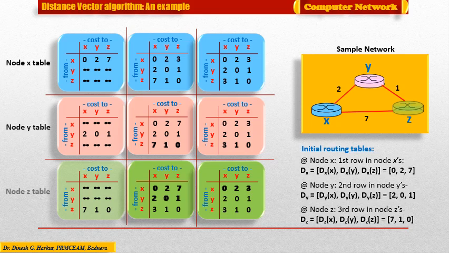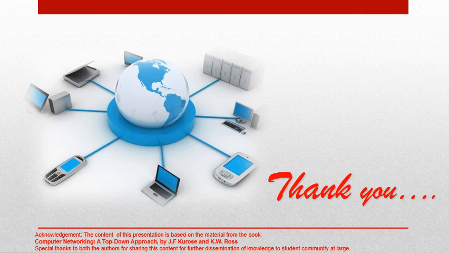The algorithm remains in this wait state until there is a link cost change at any of the nodes. This is how the distance vector algorithm works. Here we have covered the details of the distance vector routing algorithm with one example.